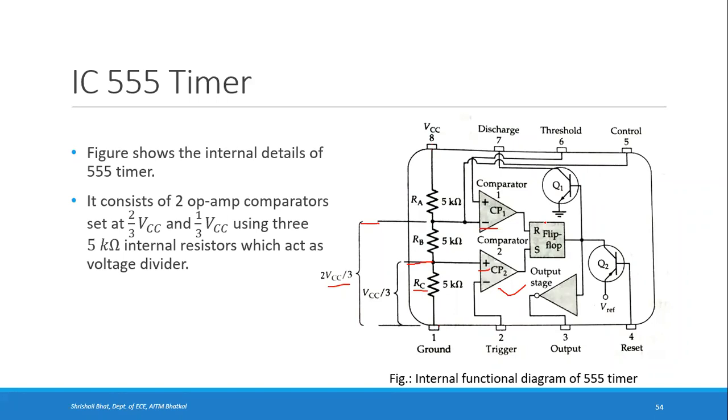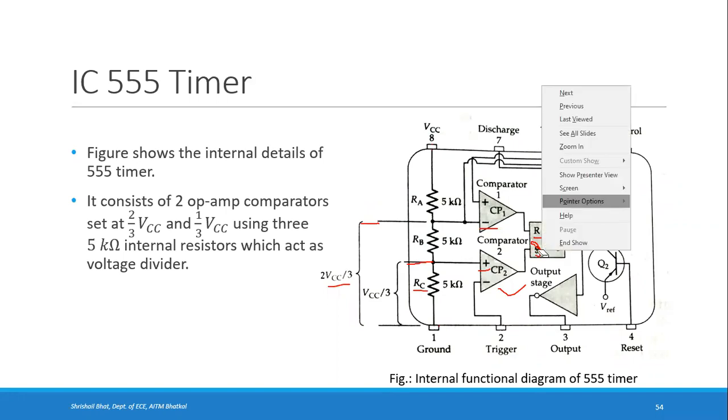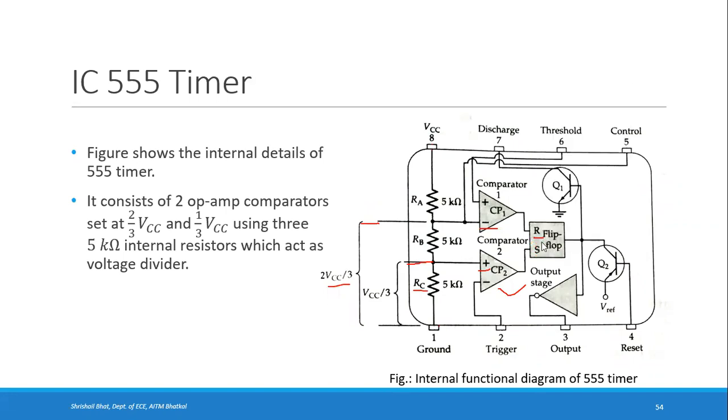the output. So here R and S are connected to the comparators. The R and S inputs of the flip-flop are connected to the outputs of the comparators. R stands for reset, S stands for set. Whenever R is 0 and S is 1, the output will be set.